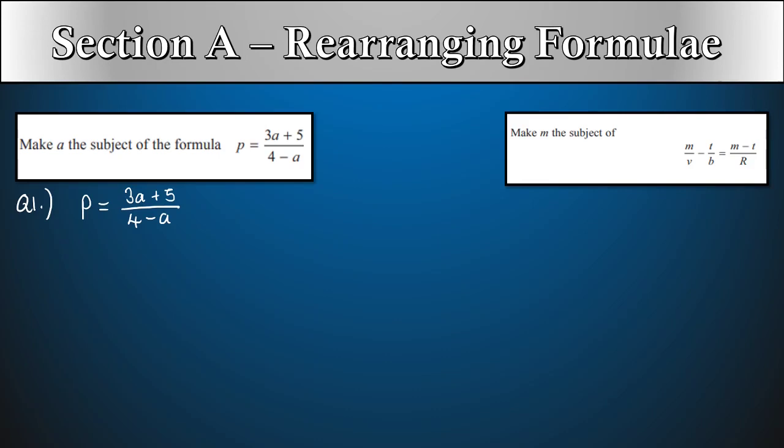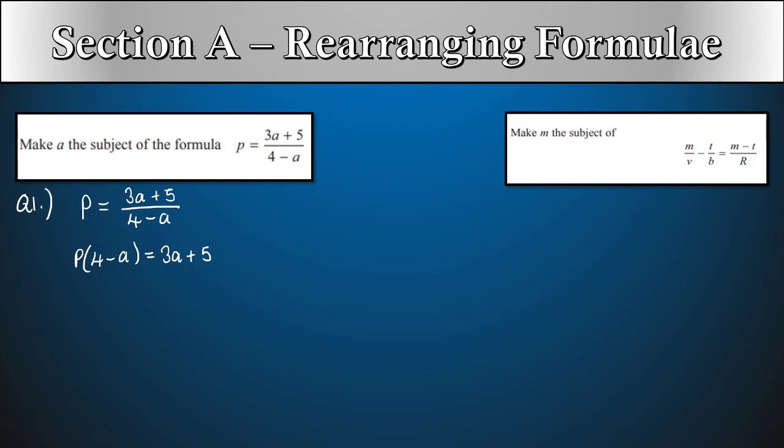The difficulty here is I've got an a in the numerator and I've got an a in the denominator. So the first thing I need to do is get this a out of the denominator here, and I can do that by timesing through. So the opposite of dividing by 4 minus a is to times both sides by 4 minus a. So what I get here is p times 4 minus a, which is equal to 3a plus 5. Okay, that's my first line of working there.